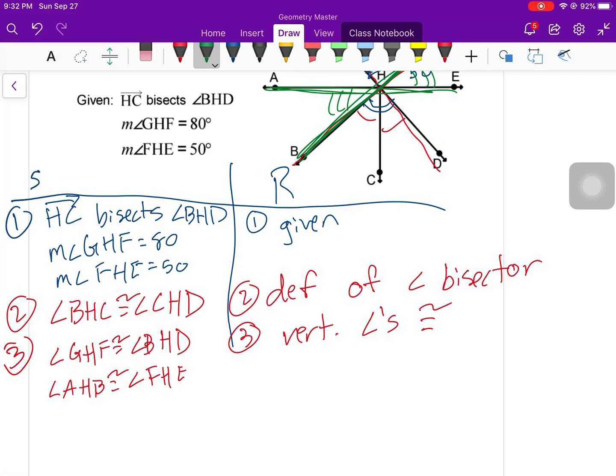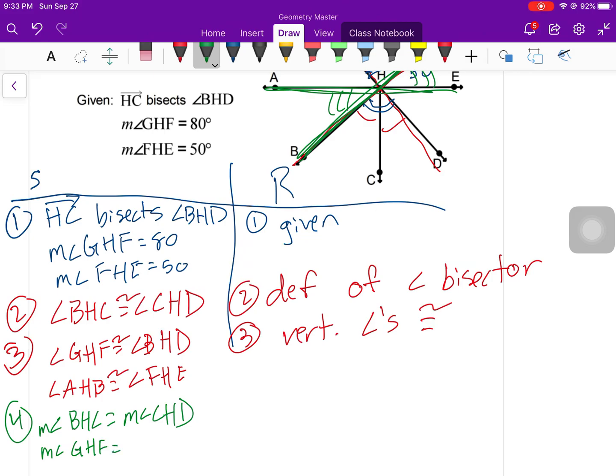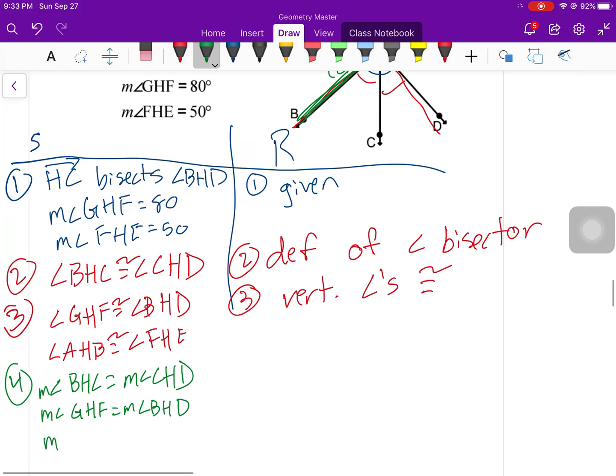So what that tells me is, step 4, I've got all of these congruencies. I can throw in their angle measurements. I can do all of them at once. So measurement of angle BHC equals the measurement of angle CHD. Measurement of angle GHF equals the measurement of angle BHD. Measurement of angle AHB equals measurement of angle FHE. That's the definition of congruent.